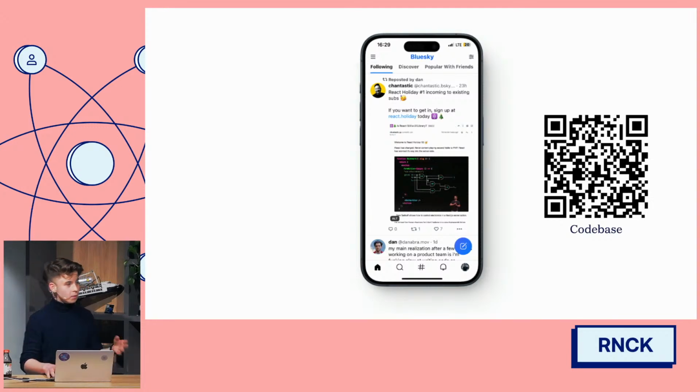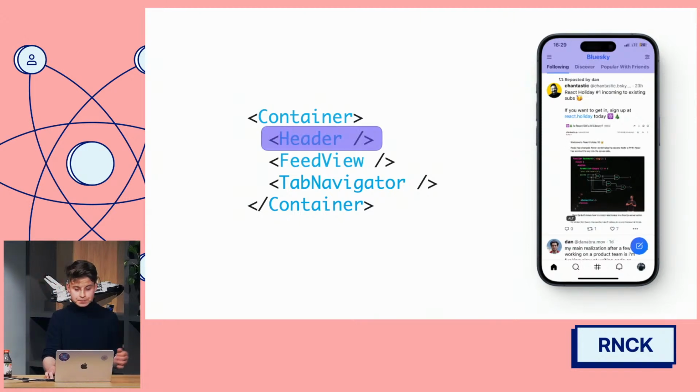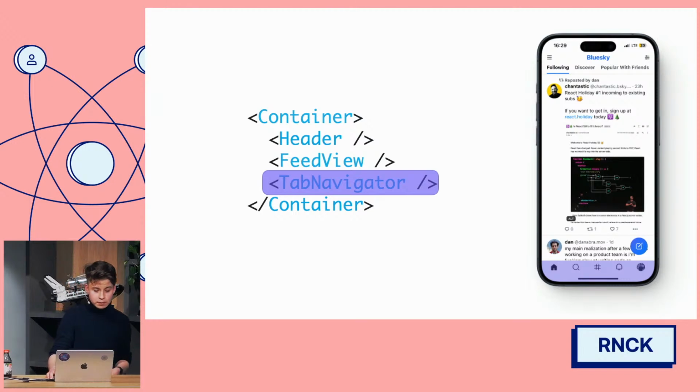Let's take a look at how this screen is structured. We can see a few major components, and disclaimer, this is not how we really write React Native apps, but I showed it this way for presentation purposes. We have a header component with some buttons that we can navigate through. We have our feed view, the main component that the user interacts with, the list of posts. And finally, we have a tab bar navigator to navigate through the application.